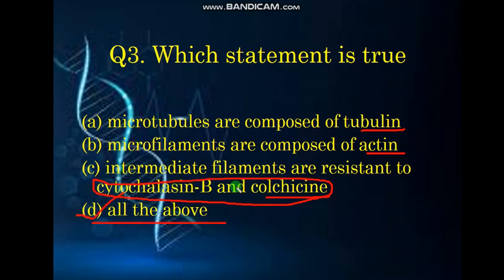Intermediate filaments are resistant to these toxins. Microtubules are composed of tubulin. It contains two tubulin monomers, that is alpha and beta tubulin. And microfilaments are composed of actin filaments. The correct answer is all the above.